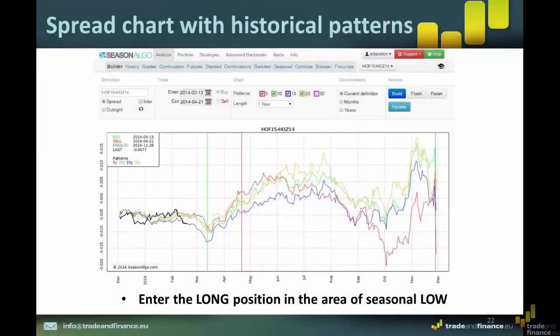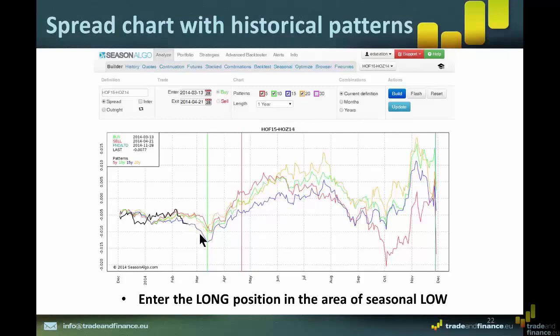Let's now have a look at the spread chart, how it looks like. You can see the print screen from the SeasonAlgo platform. And this is how it looks like. And the black curve here, this is the current year spread. This is the spread of the heating oil. So this is the long leg and this is the short leg. And here, these two lines, this is the beginning of the trading window and the end of the trading window. And we know the dates because we made the search in the SeasonAlgo platform, and the SeasonAlgo evaluated this spread as the one with the highest potential and with the highest possibility of ending up in a profit.